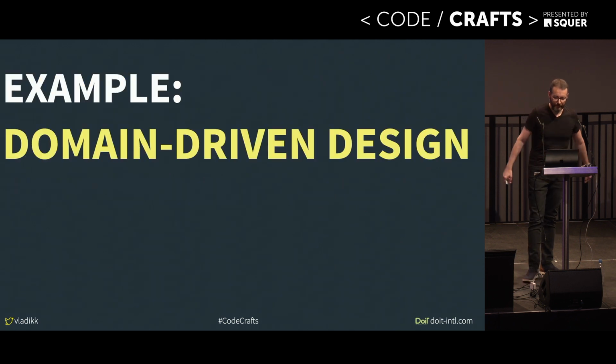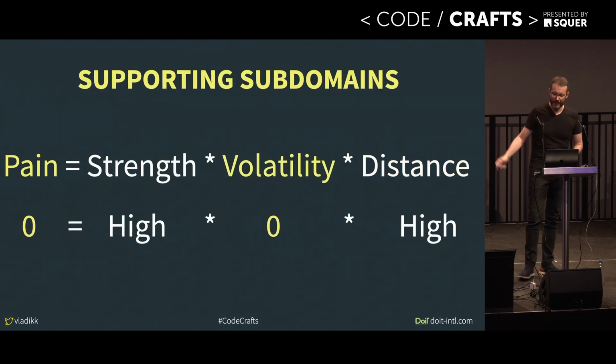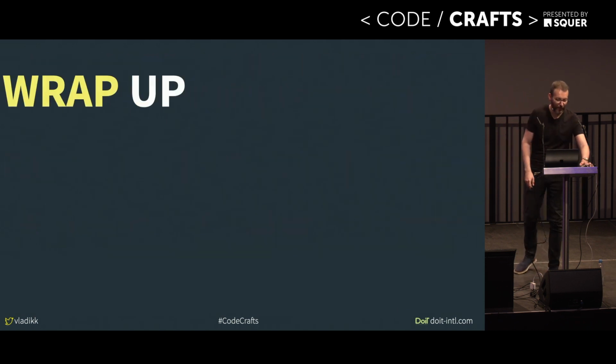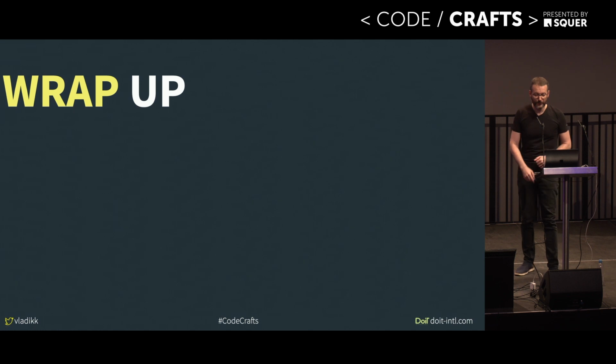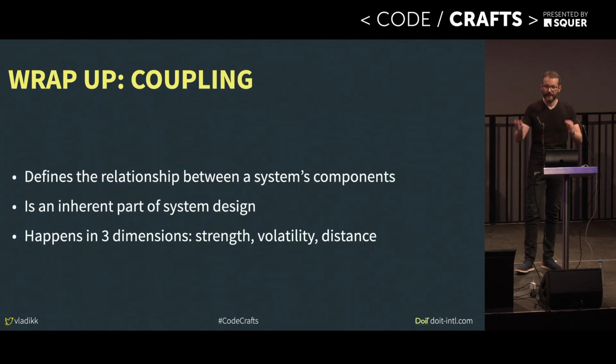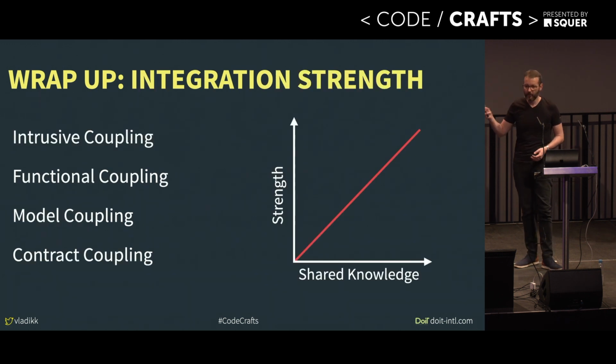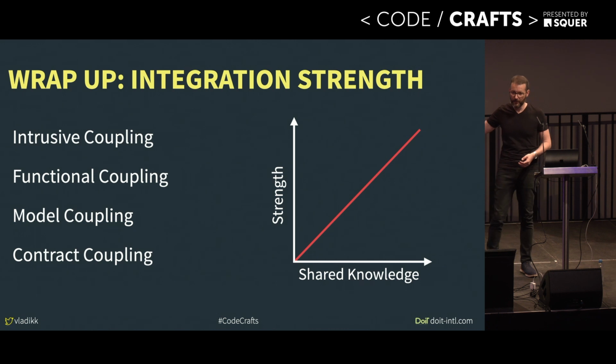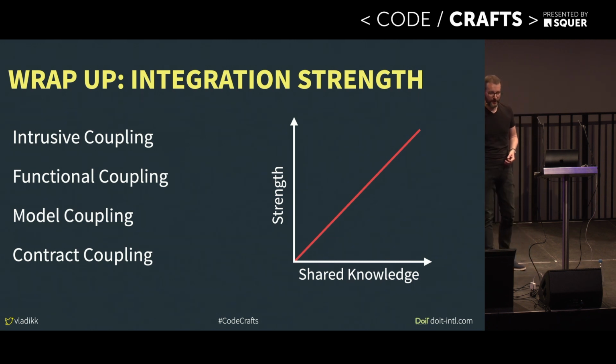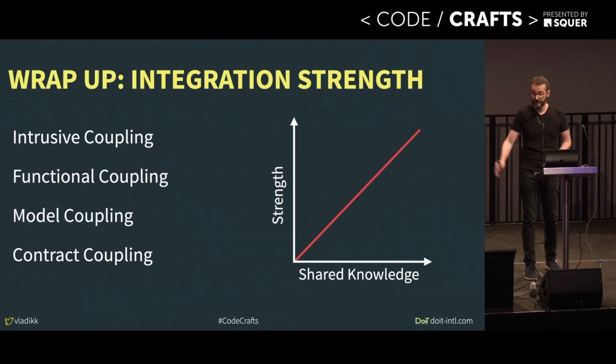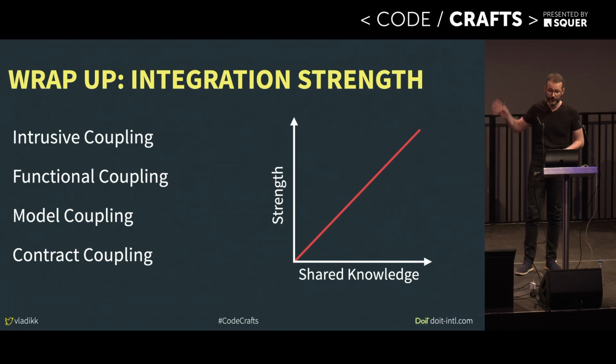Okay, I'm going to skip the domain-driven design examples because this is not a domain-driven design conference and I'm already late. So, to wrap it up, coupling is an inherent part of system design, just like drawing boxes. Think about the lines connecting them. Think about how much knowledge you share between the boundaries of those boxes, how much knowledge flows through those connections. You can roughly categorize the knowledge into 4 types: intrusive, functional, model, and contract.